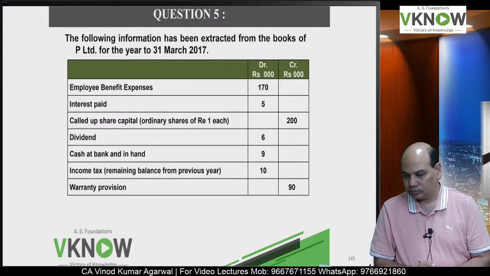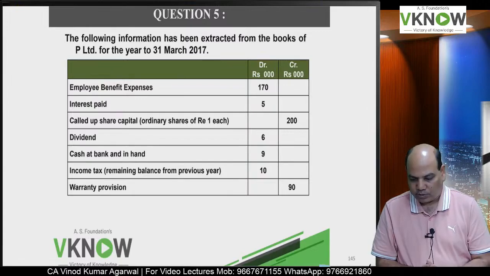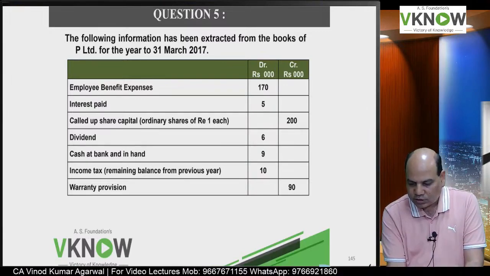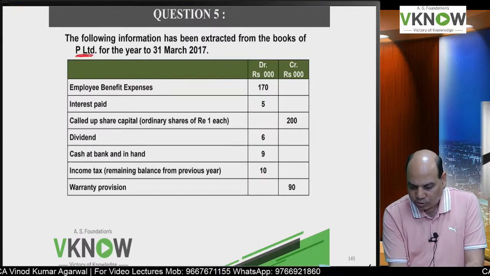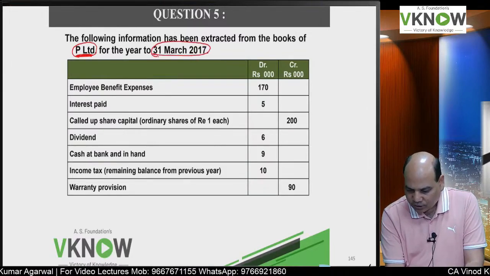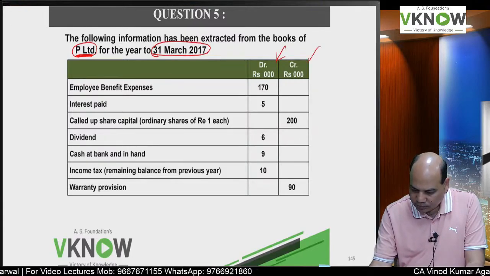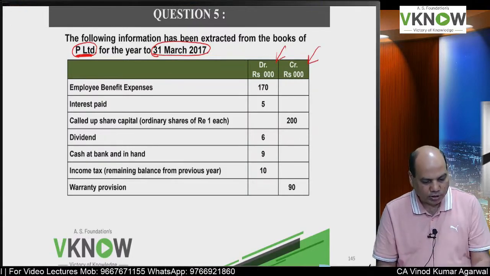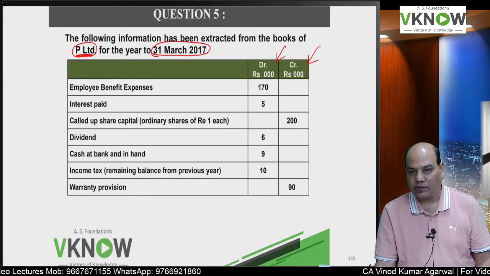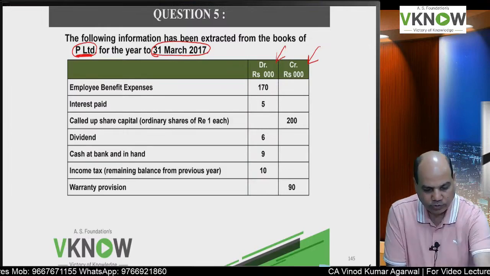Okay. The following information has been extracted from the books of P Limited for the year ended 31st March 17. As I said, you have to underline the name of the company. The year ending is 31st March 17. Then you are given figures which are rupees in 1000. Can you see that rupees in 1000? So we will also prepare our answer in rupees in 1000. Institute will agree for that, don't worry.